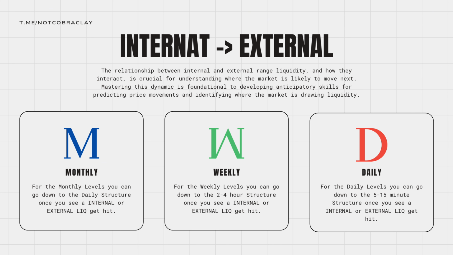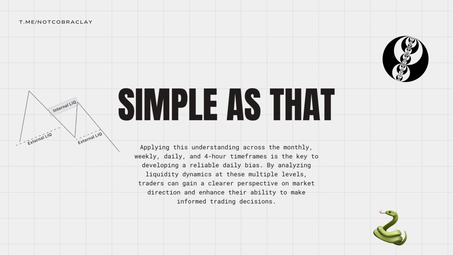And one of the most crucial things, and hopefully the most interesting, which we will learn in episode 5, is the daily internal external liquidity, daily model, whatever you want to call it. For the daily levels, you'd simply hop down to the 5 to 15 minute, I prefer the 15 or 10 minute structure, and once you see it hitting an internal or external liquidity area or key area, you simply wait for your CISD, an entry, and then placing a trade. Simple as that.